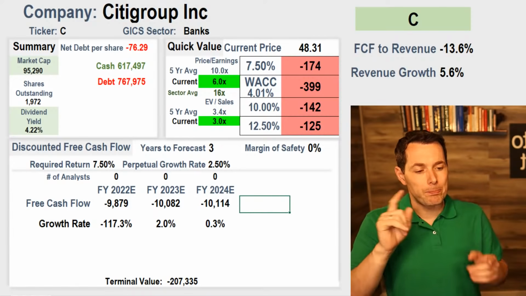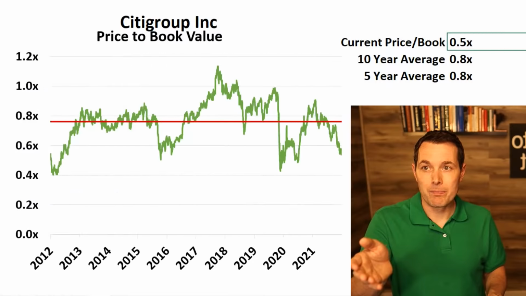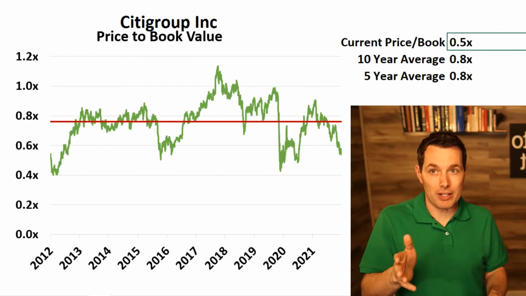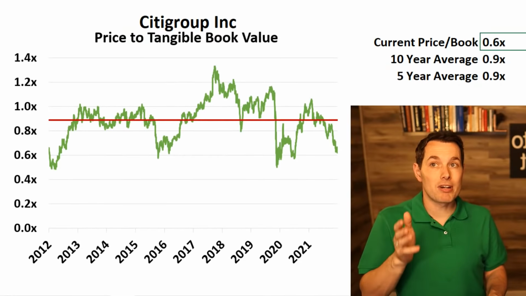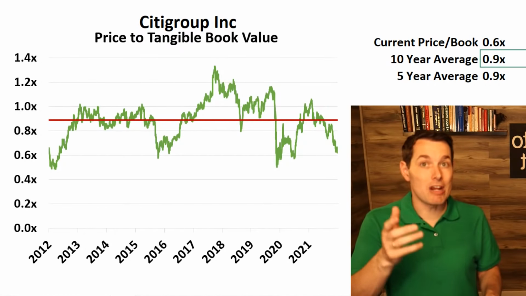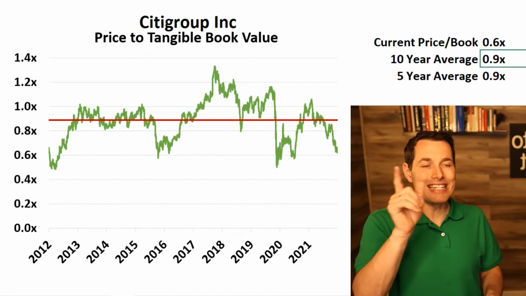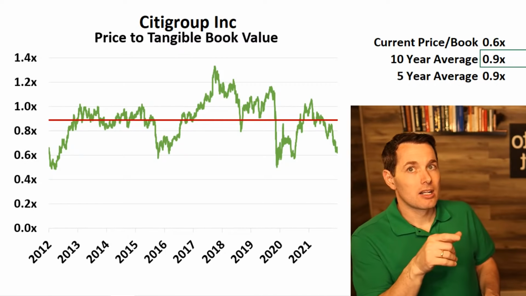If you're going to value banks or insurance companies, use either price to book value or price to tangible book value. Here is their price to book value. Here is their price to tangible book value. The 10-year average for their price to tangible book value for Citigroup is 0.9x. What's the difference between those two, just in case?